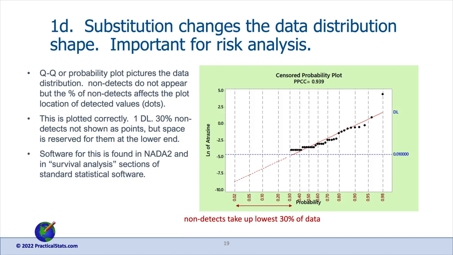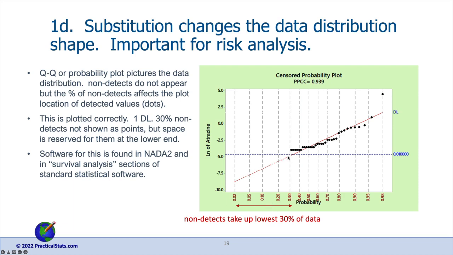Lastly, the substitution changes the data distribution shape, and that's important for risk analysis as well. This is one measure of showing the distribution here. It's called a probability plot or a QQ plot. And there's a model for what the distribution might be, and that's this straight line that's fit down through the center. The detected values are plotted again as dots. The non-detects are not plotted because you don't have that unique concentration number to plot here. This is the logs, in this case, of atrazine concentrations. But this was one detection limit again, just to keep it simple for the plots. It works fine for multiple detection limits, but it's more detail than we have time today to talk about.